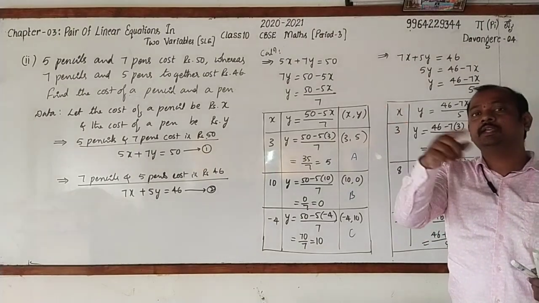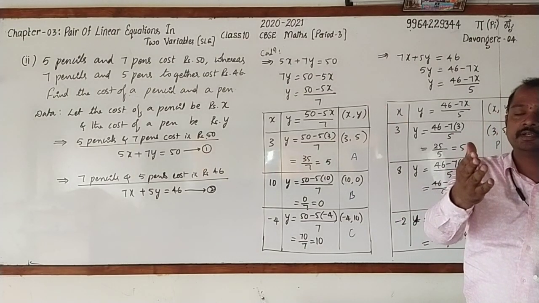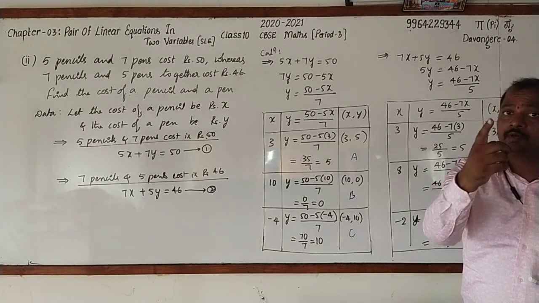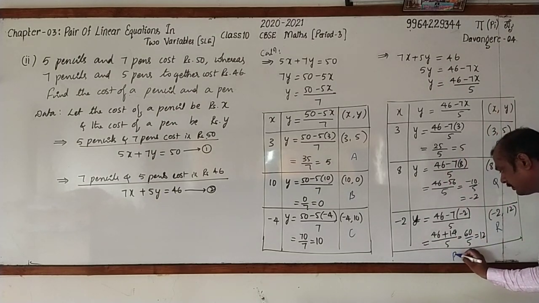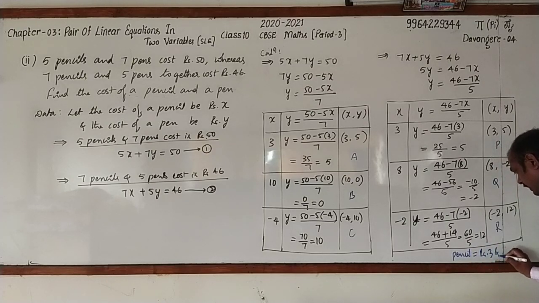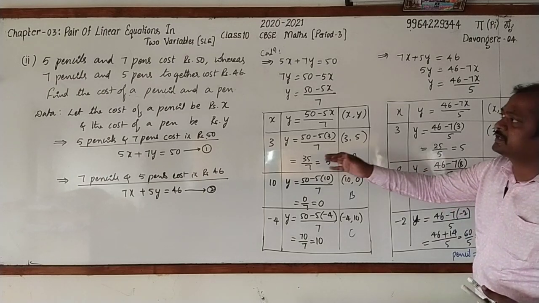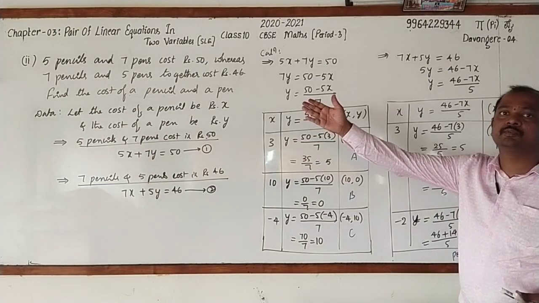Then the lines will intersect at what point? Tell the coordinates of that point. You are right. It is 3, 5. That means the cost of a pencil is how much? It is rupees 3 and the pen is rupees 5. Have you got the same? Okay. Now let's move on to the next item of this exercise.